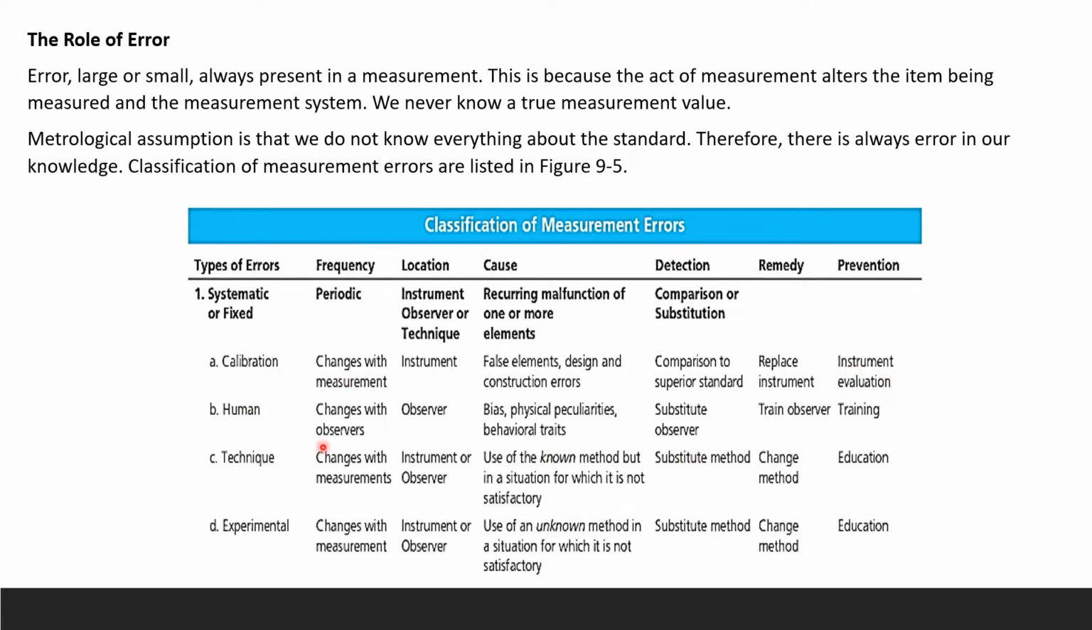And I'm not going to read everything for you here, okay? So I want you to read each type of error under your systematic error and try to know the frequency, location, cause, detection, remedy, and prevention.